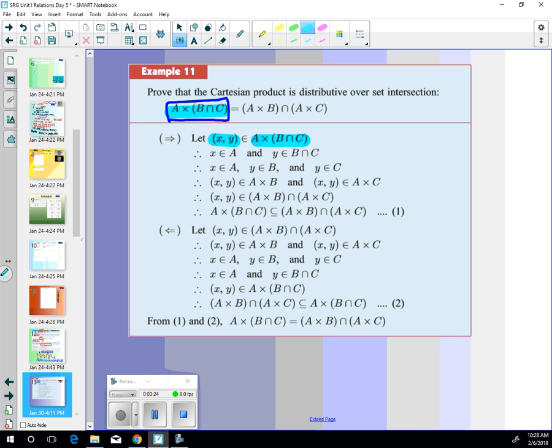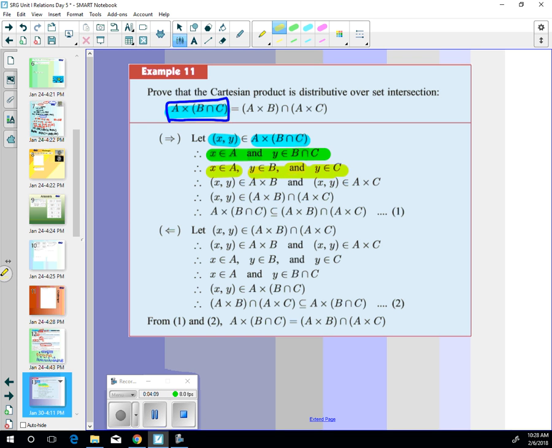So that's how we get x is an element of A and y is an element of B intersect C. This cross here is saying and. So x is an element of the first part, y is an element of the second part after the x, or the cross. And so we have x is an element of A, y is an element of B, and because of the intersection, y is an element of C. So if you look at this, look how the x is connected just to A, but the y is connected to both B and C.